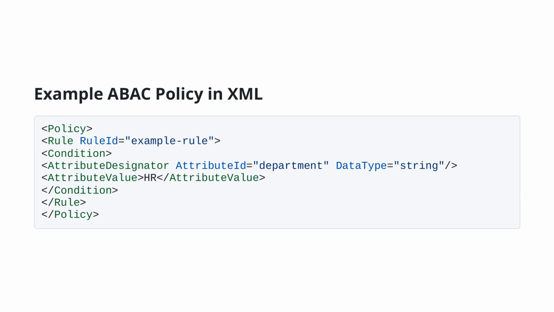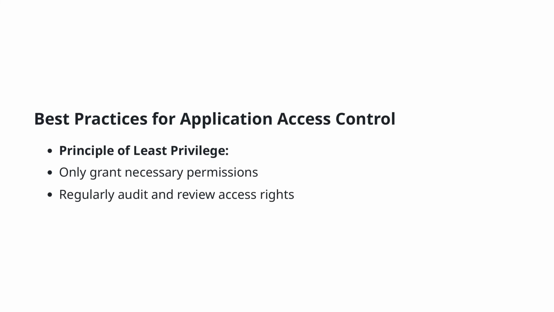The XML structure looks like this: XML policy, rule ID, example rule, condition, attribute designator, attribute ID equals department, attribute value, HR, condition, rule, policy. This format shows how you can control access by inspecting the attributes of a user, ensuring that only employees within the HR department can proceed according to this policy. By setting such rules, an organization can maintain precise and organized control over who can access different types of information and resources. Now, let's discuss the best practices for application access control.